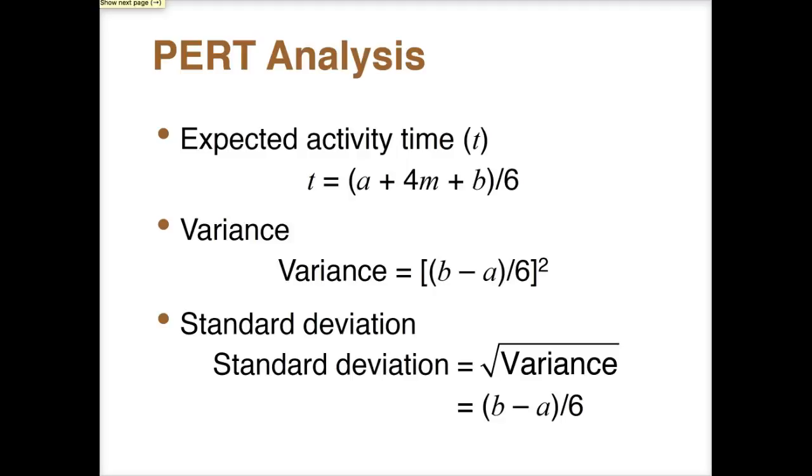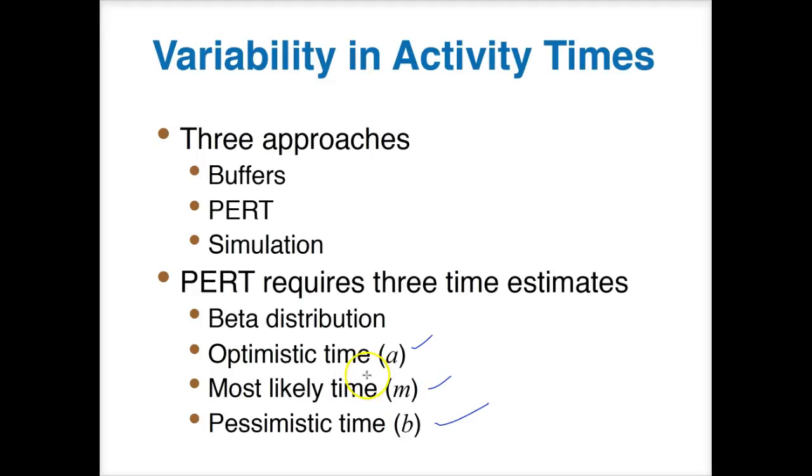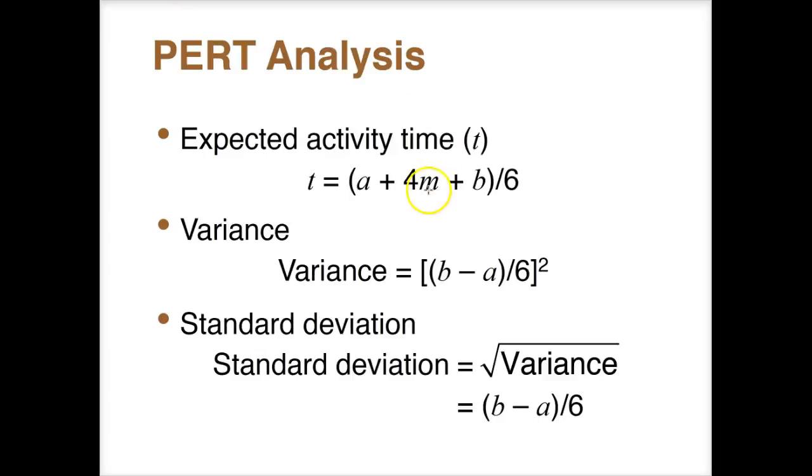Now, when we do the PERT analysis, we want to get the expected activity time, which is just going to be T equals A. And if you remember, let's go back here. A is our optimistic time. On average, if we can finish early, how many weeks is that? And then we have the 4 times M plus B, and B is the pessimistic time, all that divided by 6.